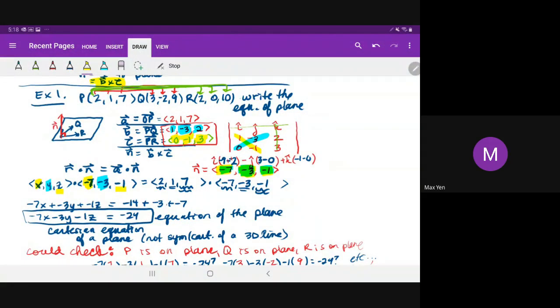Yes, the coefficient. So the coefficients of the normal vector are the coefficients of the xyz. Okay, so let's just draw kind of a little arrow here. They're actually a normal vector. Okay, so they're the normal vector. Now, did you already know that, Patrick? Or did you just figure that out by observation?